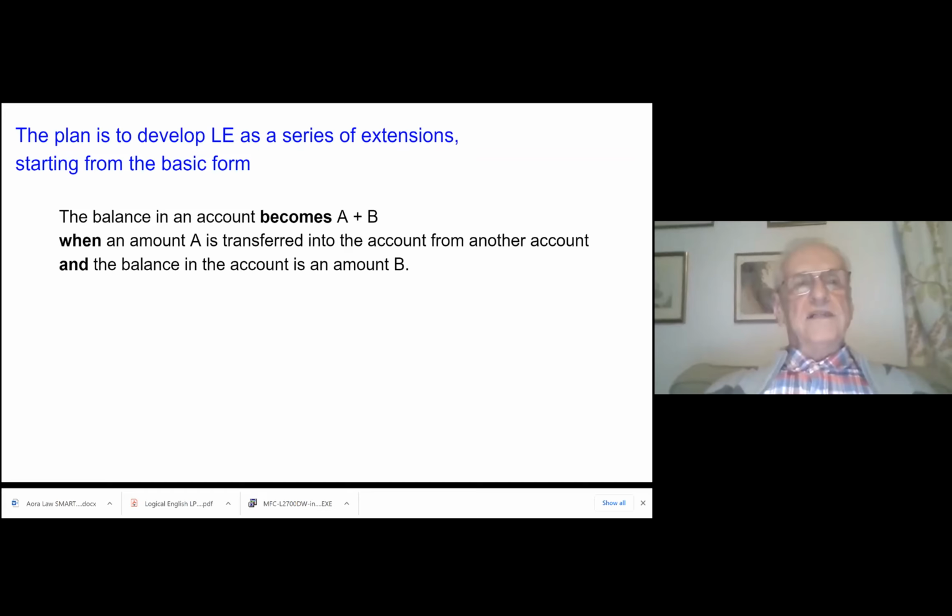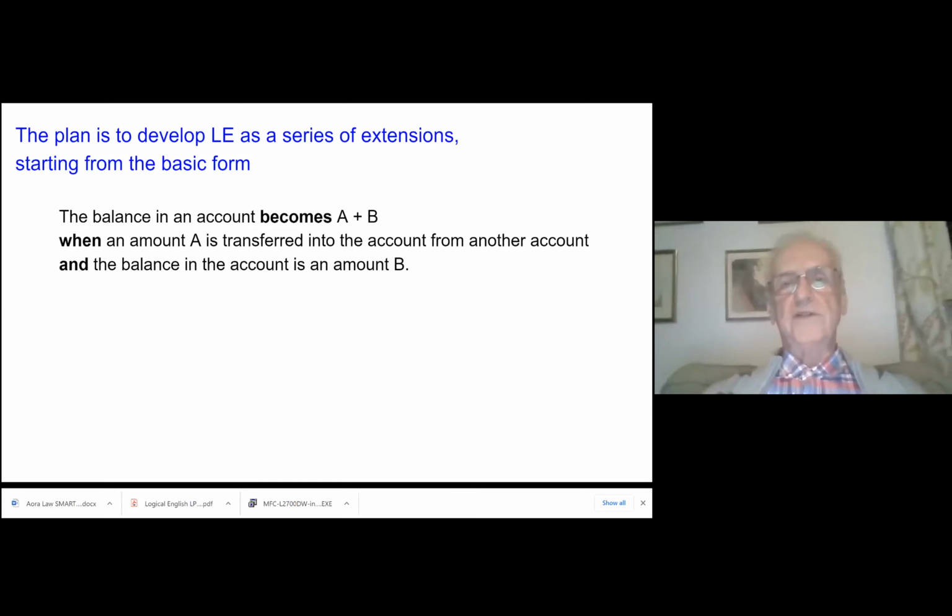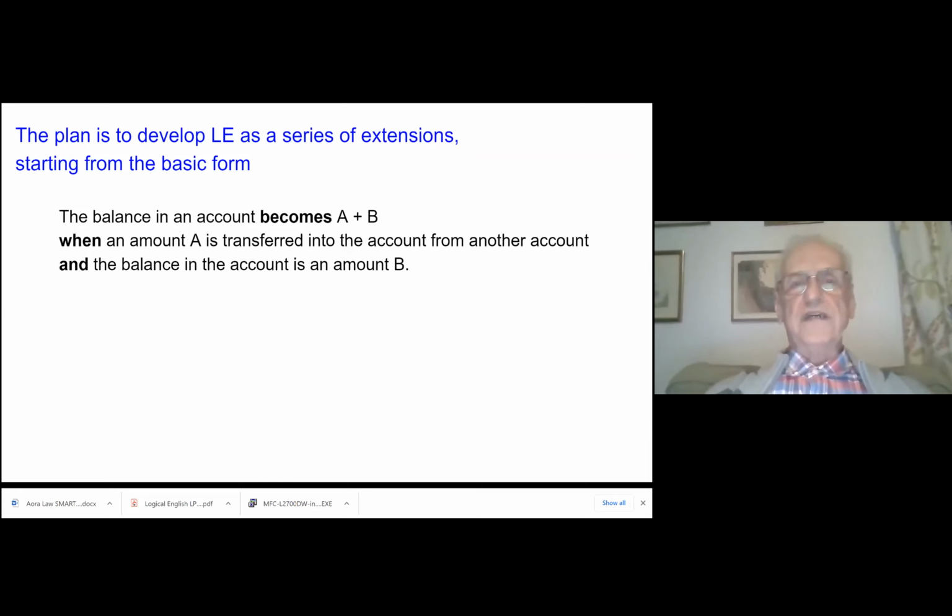Well, the plan is, and we've made a little bit of a start on this, to develop logical English as a series of extensions starting from this basic form, which is very close to Prolog. And we can, by a series of transformations, somewhat in the spirit of Chomsky's transformational grammars, introduce even more natural syntax, still trying to maintain lack of ambiguity. So these languages are all intended to be unambiguous. So the balance in an account becomes A plus B when an amount A is transferred into the account from another account, and the balance in the account is an amount B.